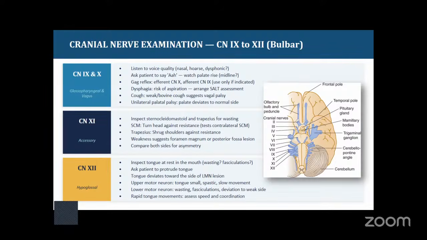Then, are there any abnormal movements in the tongue? So, do they have any fasciculations, any maybe movements that result from drugs like antipsychotics?